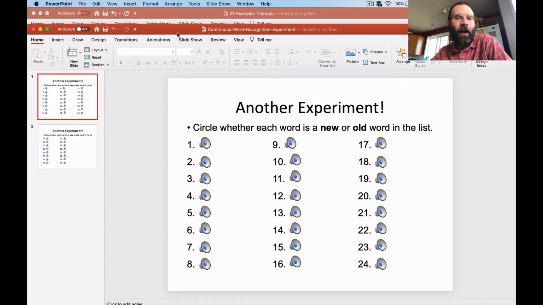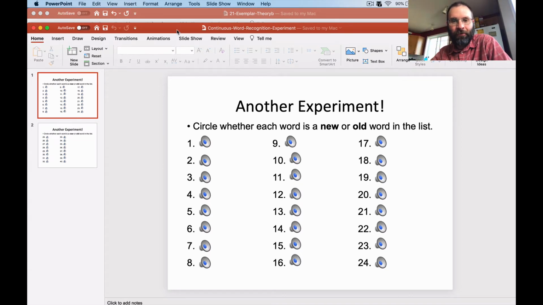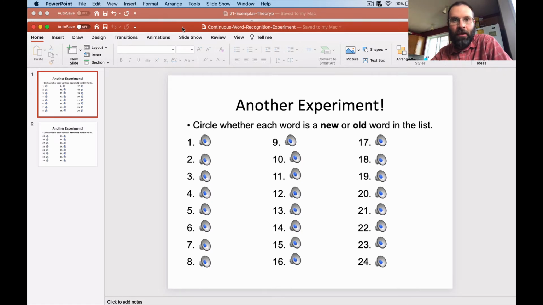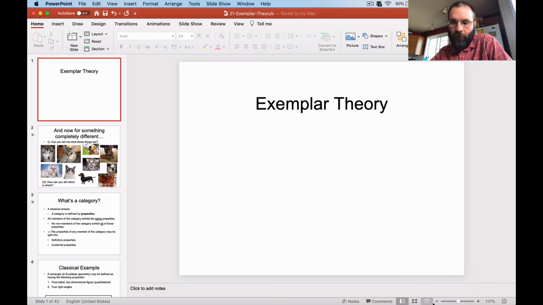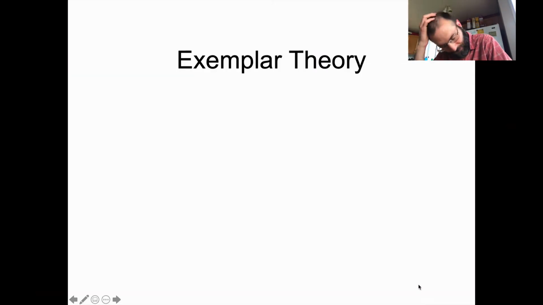Do that because that's going to come into play as I work through this lecture, and I want you to have the experience before I tell you what it all is supposed to mean. So with no further ado, let's talk about the exemplar theory of speech perception.